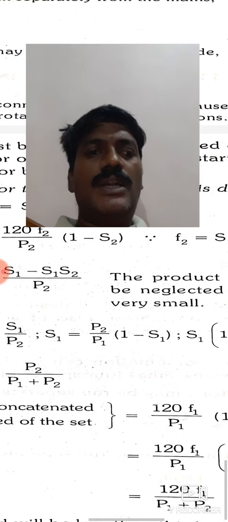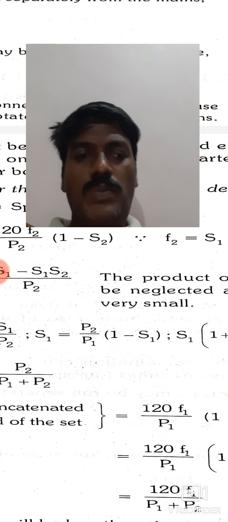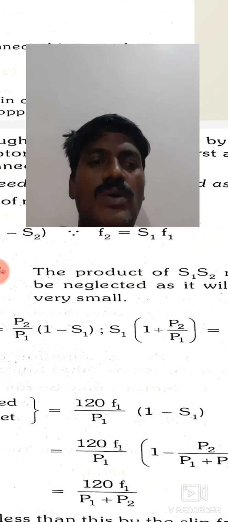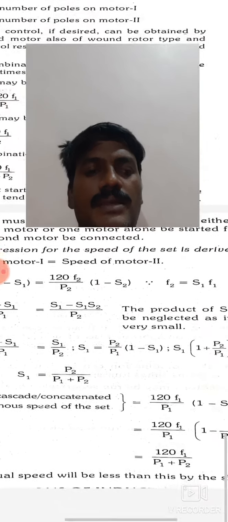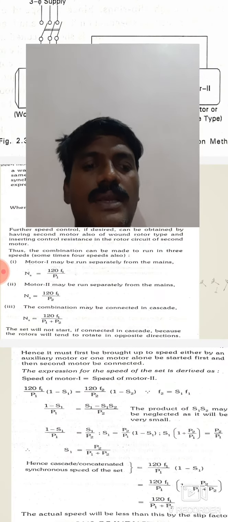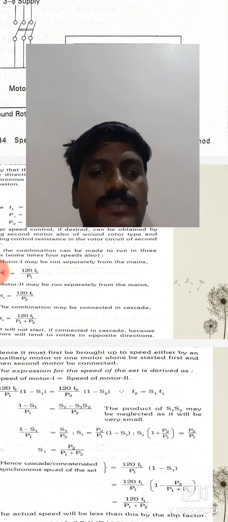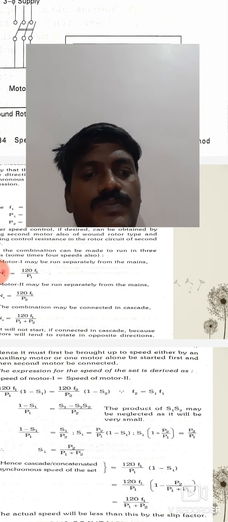Very clear. We know what is slip? Slip s1 is equal to p2 by p1 into 1 minus s1, right? That is s1 into 1 plus p2 by p1, that is equal to p2 by p1. So therefore, by simple manipulations, we get slip s1 is equal to p2 by p1 plus p2.